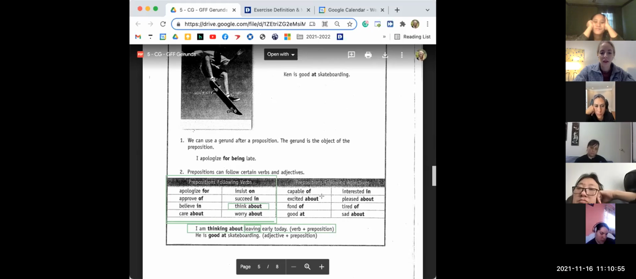Here are some adjectives followed by prepositions. Vanessa, excuse me. Yes. Can we say, I think about leaving early today? The verb is not correct because it's happening right now, right? I am thinking at this moment. We need to use the progressive form of the verb.